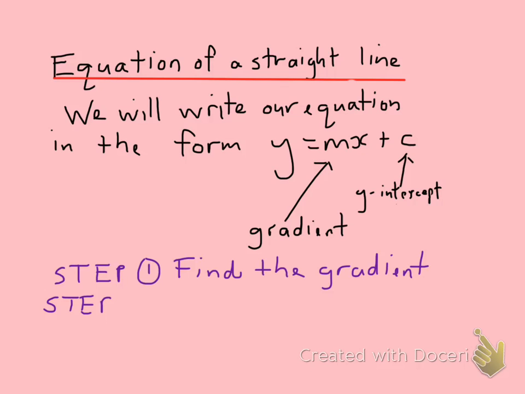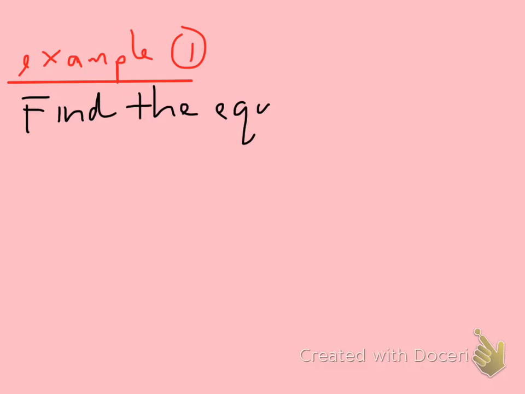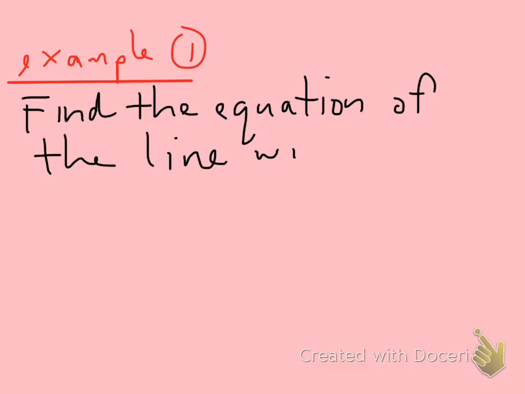Once we've found the gradient, our second step is to find the y-intercept. In other words, where the line crosses the y-axis on its way up or its way down. If the line's heading upwards as we move to the right, we expect to have a positive value for m, a positive gradient. If the line is heading down as we move to the right, then that would be a negative gradient.